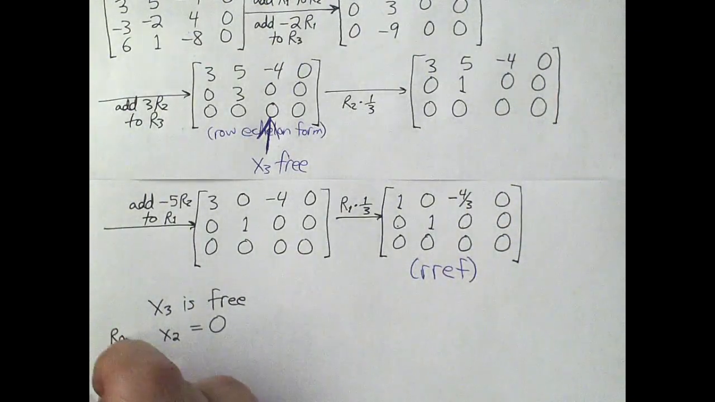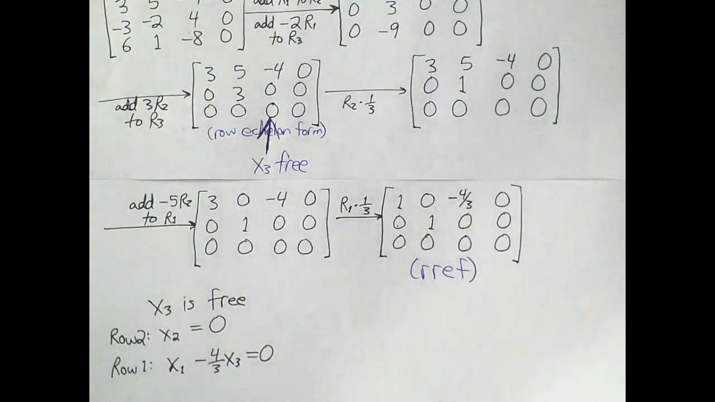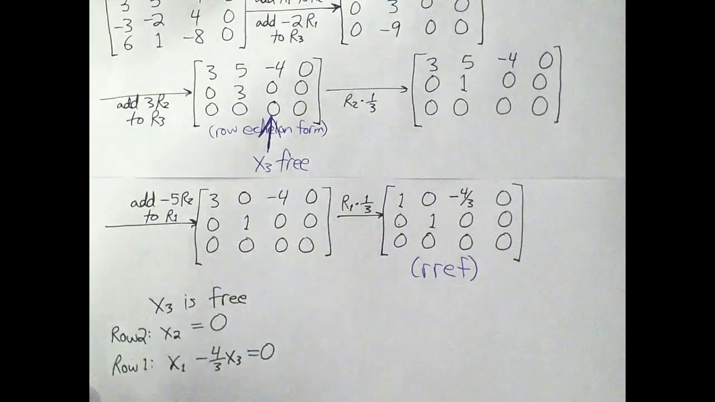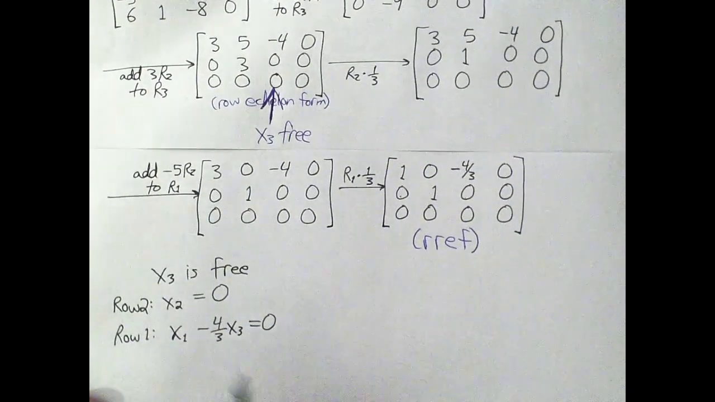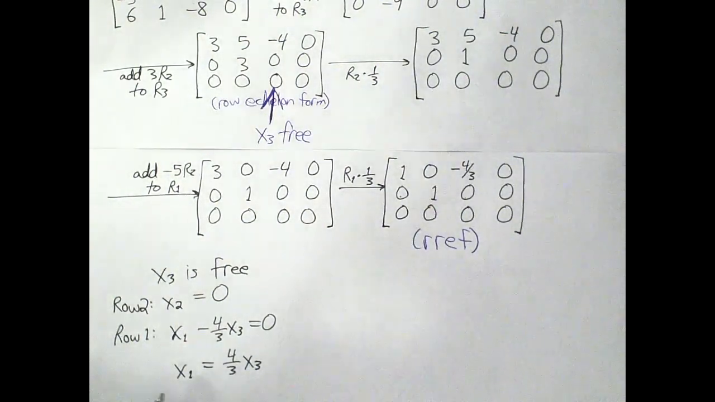Here's what I'll say. We're doing this by rows. What does row 1 say? Row 1 says x1 minus 4/3 x3 equals 0. So can we solve for x1? Well, yeah, we could solve for x1 in terms of x3. We could say x1 is 4/3 x3. But that's nice because we like to solve for basic variables in terms of free variables. So having x1 in terms of x3 is good.